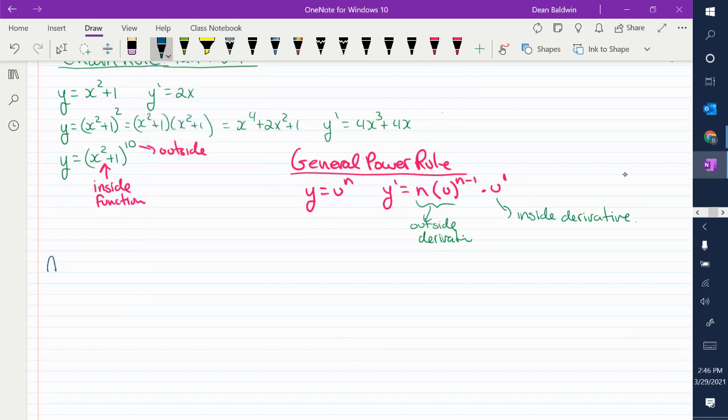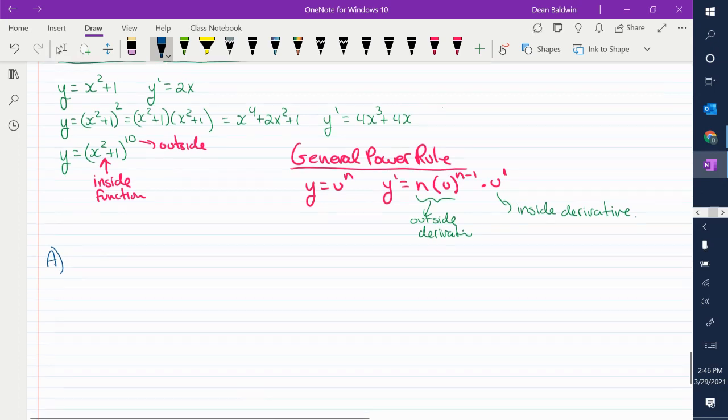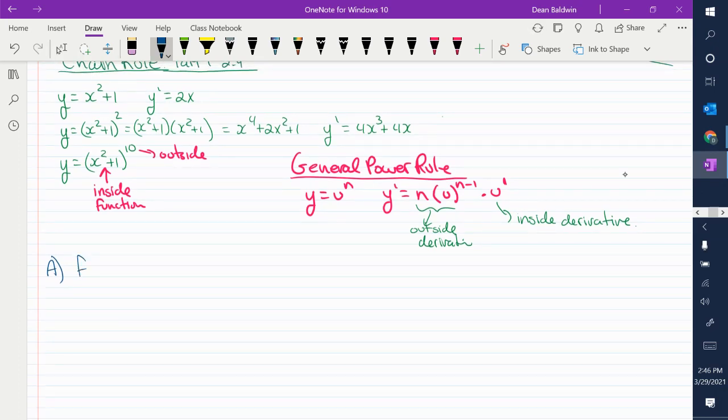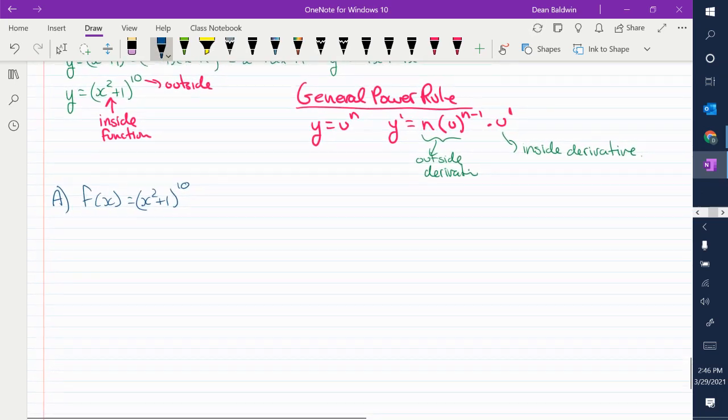All right. So if I have, you know what? We'll just use the function I wrote up there. X squared plus 1 to the power of 10. Nobody wants to write this out 10 times.